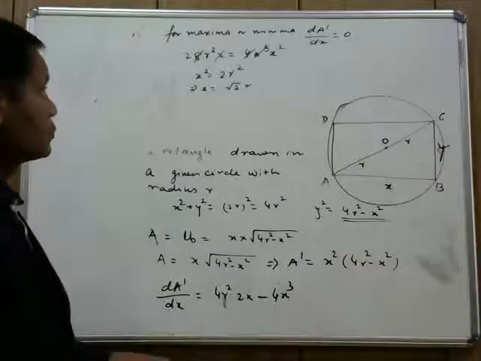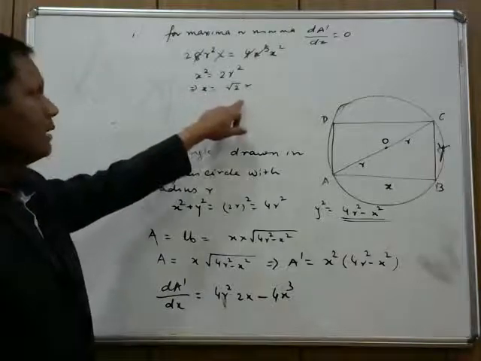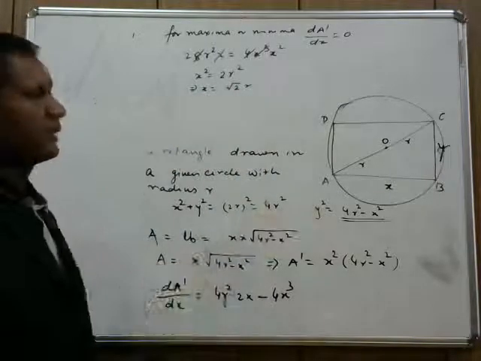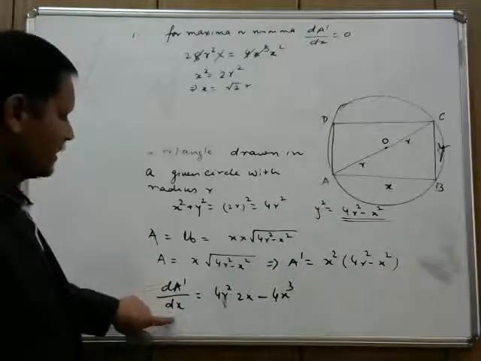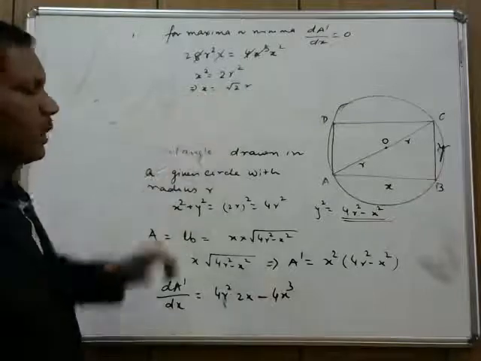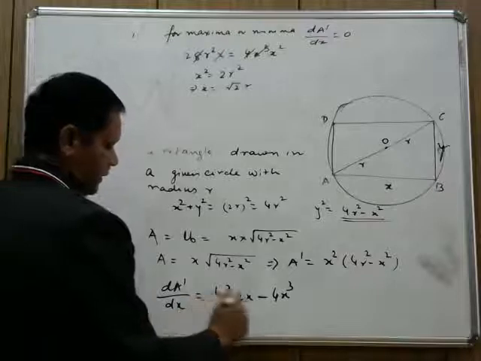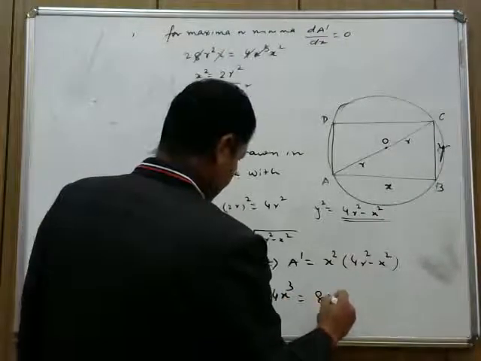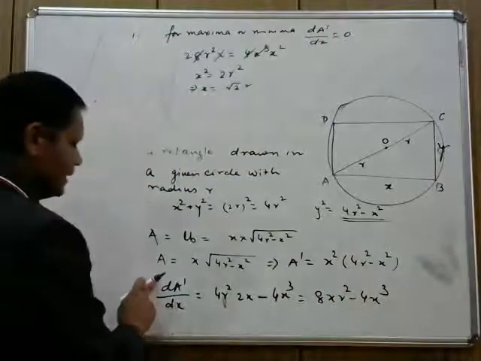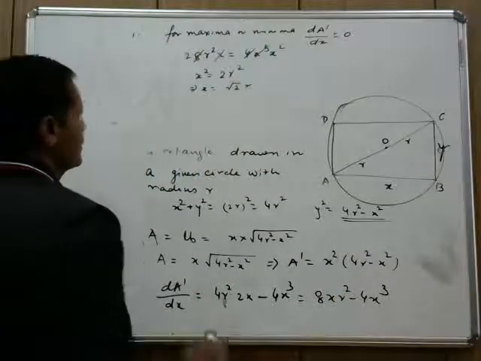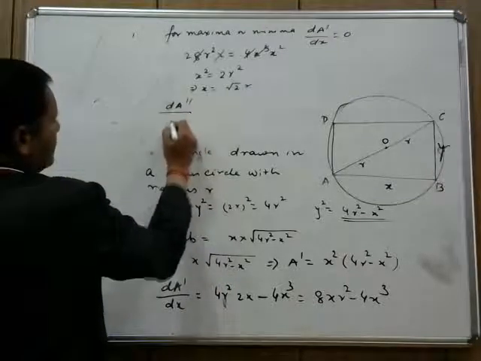Okay. Now you have to show that yes, at this value of x is equal to root 2r, it has maximum area, and for that we have to check dA double dash by dx square at x is equal to root 2r. So now here we have 8xr square minus 4x cube. This is the first differentiation, dA dash by dx. Now we'll differentiate it and check the second derivative.